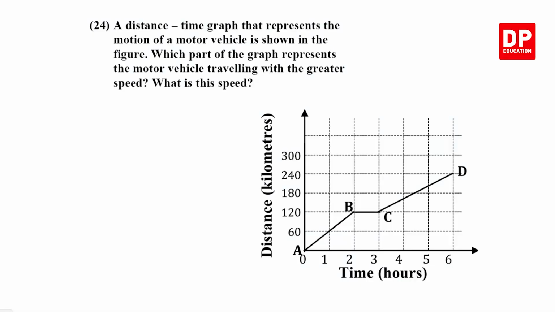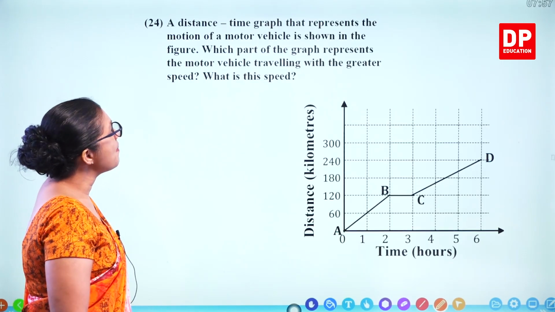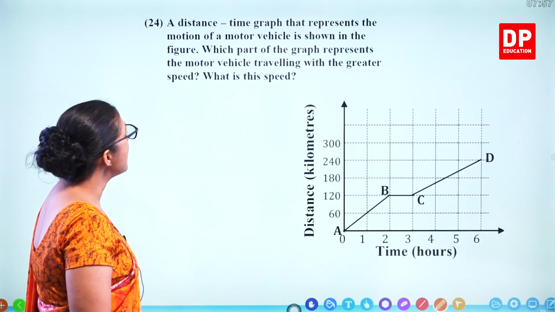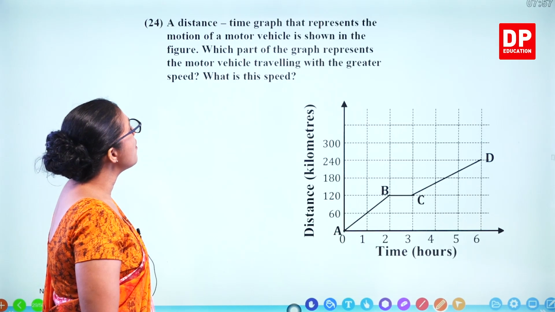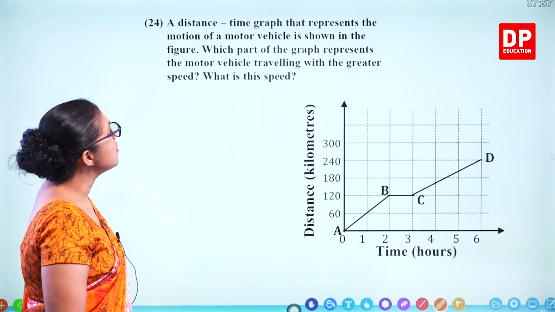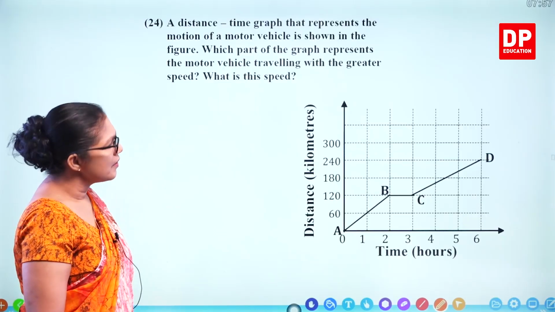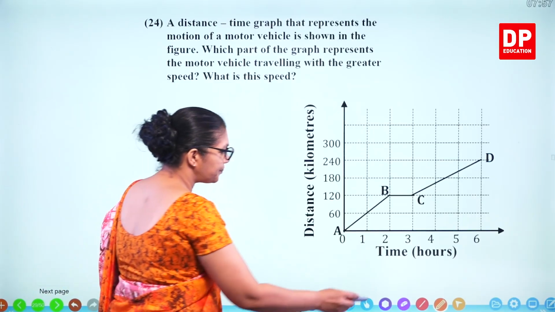Question number 24. A distance time graph that represents the motion of a motor vehicle is shown in the figure. Which part of the graph represents the motor vehicle traveling with the greater speed? What is this speed? Now look carefully.